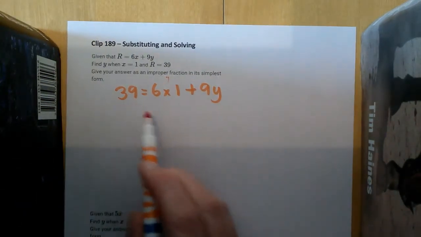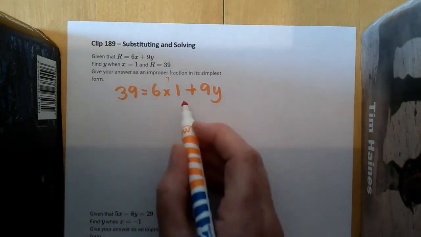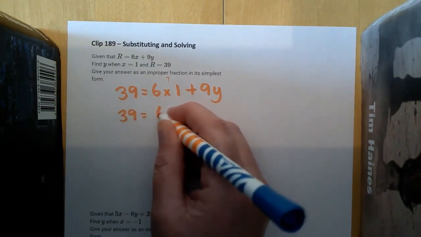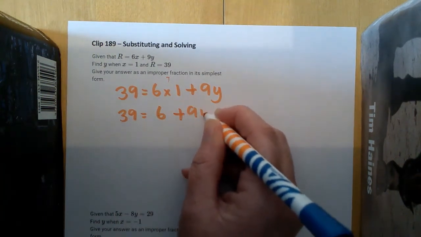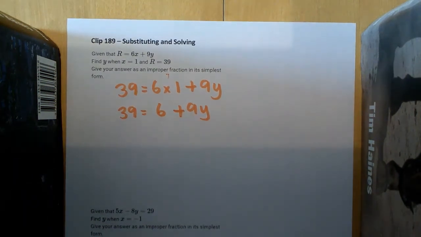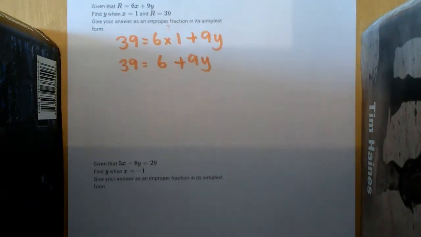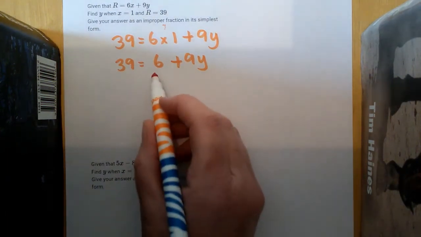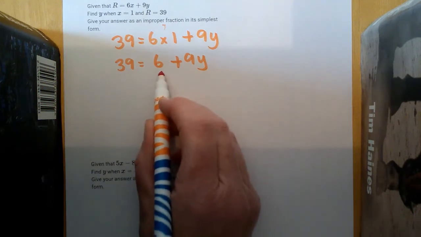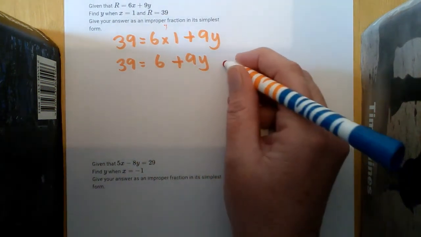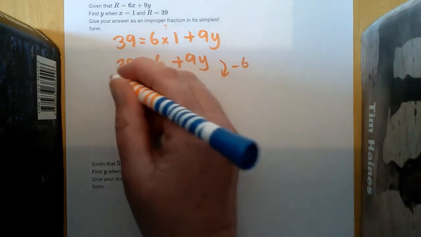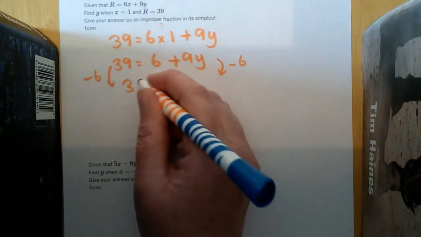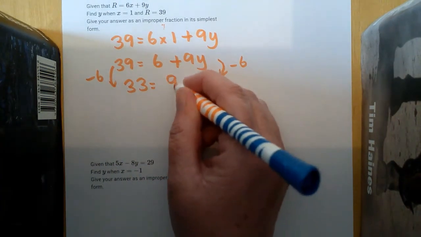Okay, so 39 is equal to 6 times 1 plus 9y. So we multiply the 6 and the 1, so we get 39 is equal to 6 plus 9y. The next step is just like we solve an equation. The first thing I need to do is take away the 6. The opposite of adding this 6, the inverse, is taking away the 6. So we take away 6 from both sides: take away 6, take away 6. So we have 33 is equal to 9y.